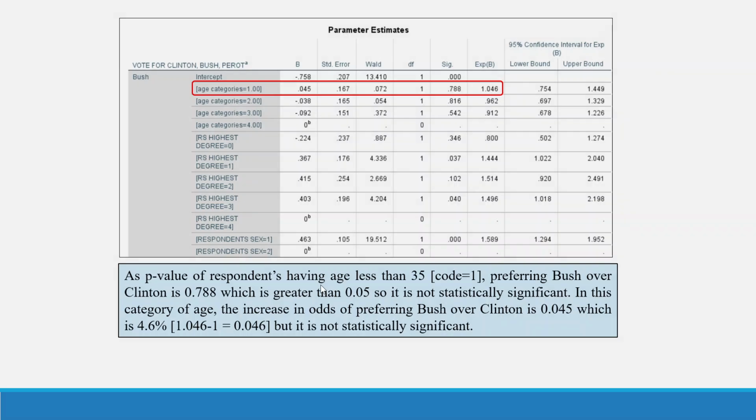So as the p-value of respondents having age less than 35, code 1, preferring Bush over Clinton is 0.788, which is greater than 0.05, so it is not statistically significant. In this category of age, the increase in odds of preferring Bush over Clinton is 0.045. It is positive. But the problem is it is not significant, which is 4.6%. How? 1.046 minus 1, so this is 0.046, 4.6%, but it is not statistically significant.